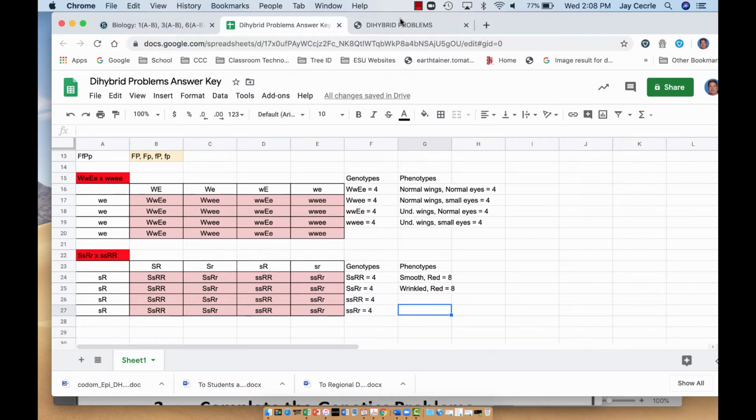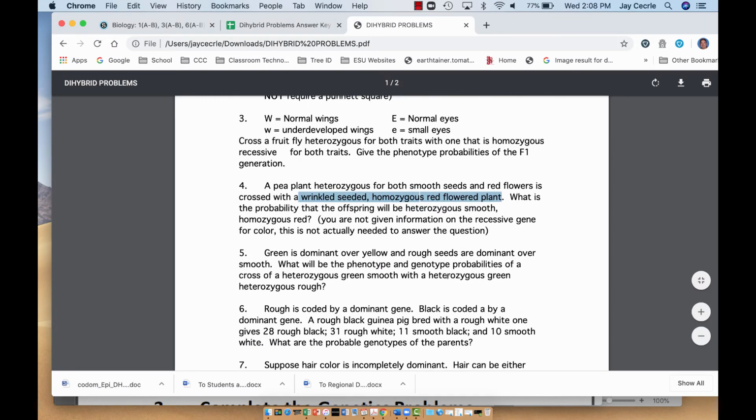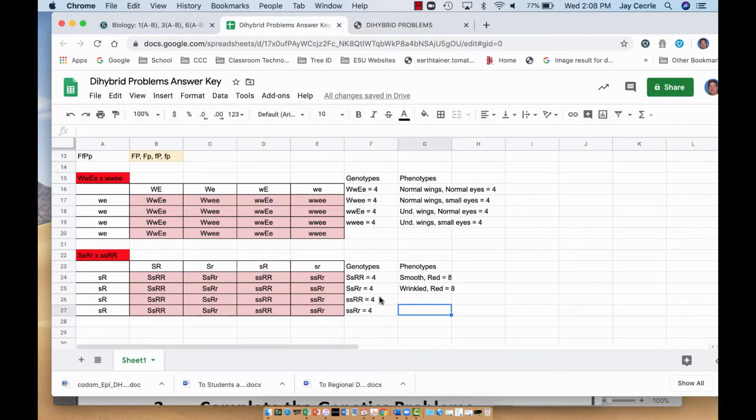Now the quick version of that, if we want to go back and take a look at it, is it asks what is the probability the offspring will be heterozygous smooth, heterozygous red. So all we need to do is look at which ones are heterozygous smooth, heterozygous red. There's 4 that meet that criteria there.